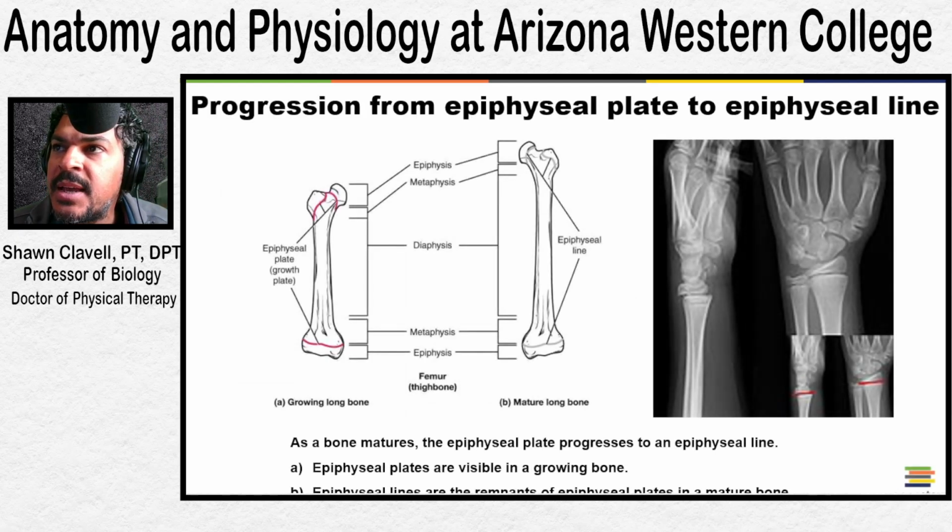Ultimately, what we see is that the epiphyseal plate, or the growth plate as it might be called, eventually becomes the epiphyseal line, which will close. As it matures, the epiphyseal plate progresses to the epiphyseal line.